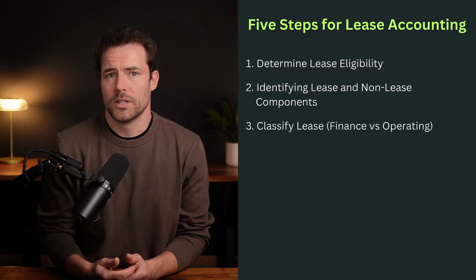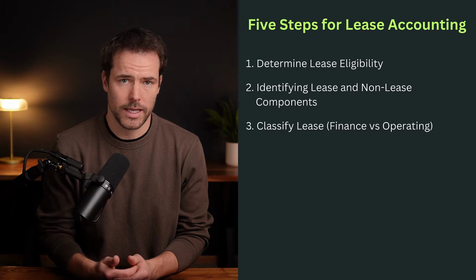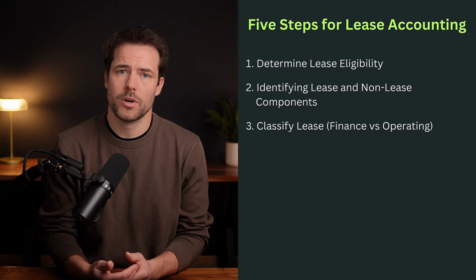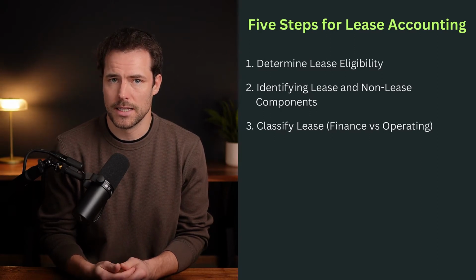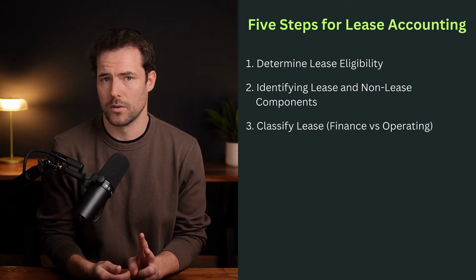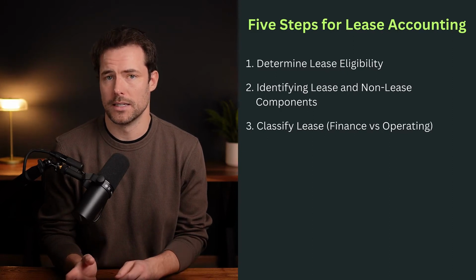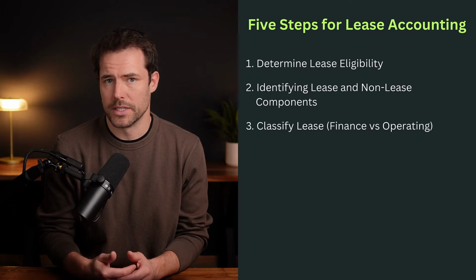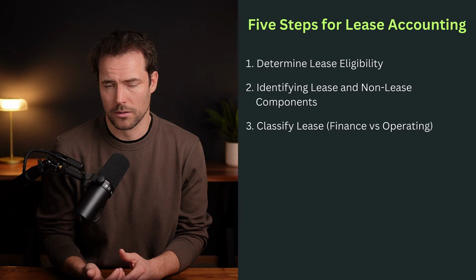Then third, once we've determined we have a lease and separated out the portion of the contract that relates to the lease, we'll need to classify the lease. Remember, in this series, we're focused on the accounting from the perspective of the lessee. And for the lessee, a lease can fall into one of 2 categories. It will be either an operating lease or a finance lease. And again, the standard is clear as to how we go about this classification, and we'll do a deep dive into this as we go along.